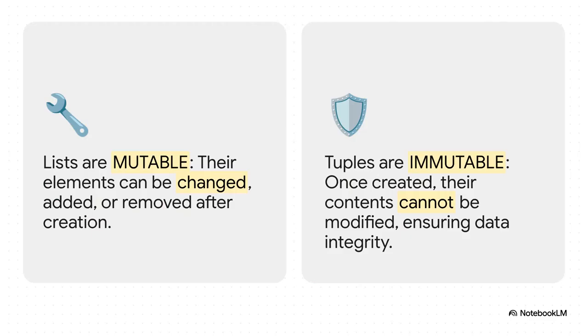Lists are mutable, which is just a fancy way of saying they're changeable. You can add things, remove things, swap things out. They're flexible. Tuples, on the other hand, are immutable. Once you create one, that's it. It's locked in, set in stone. And this isn't a weakness, it's a feature, it's a guarantee.